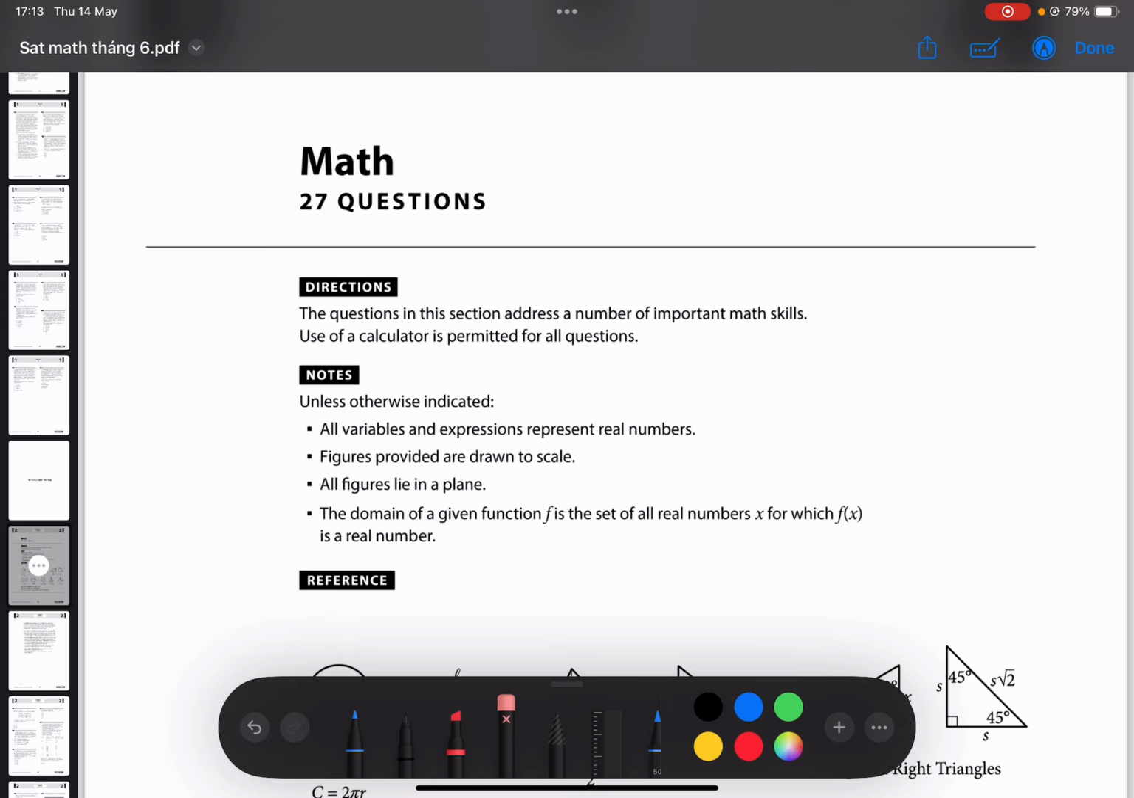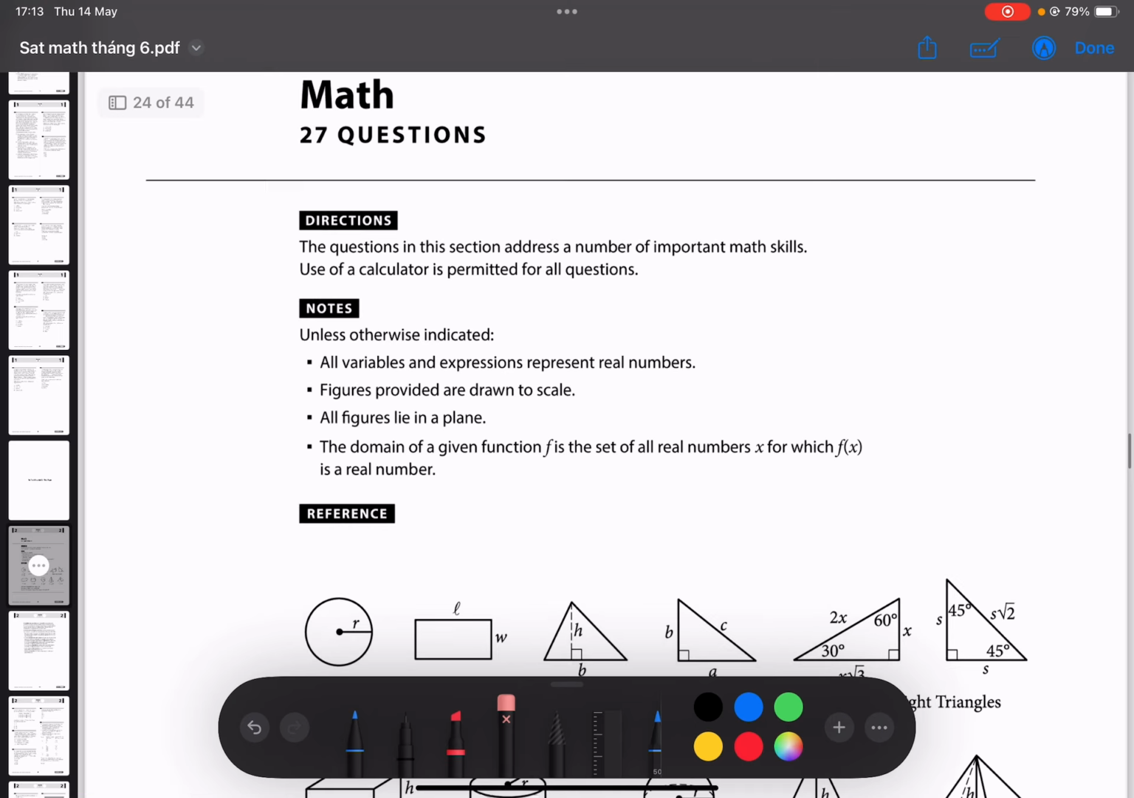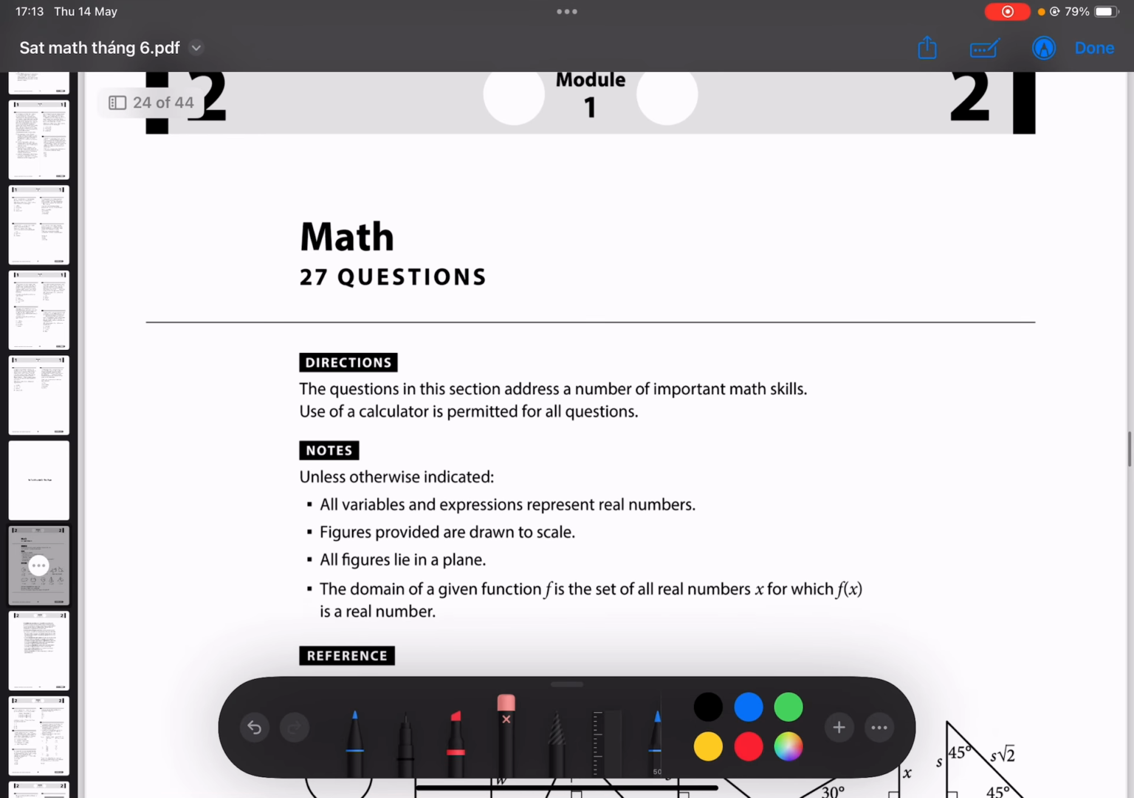So today I'm going to help some of the students prepare for the SAT math. Basically, SAT math includes two modules, and if you do well on the first module, the second module will be much more difficult. Each module contains 27 questions.